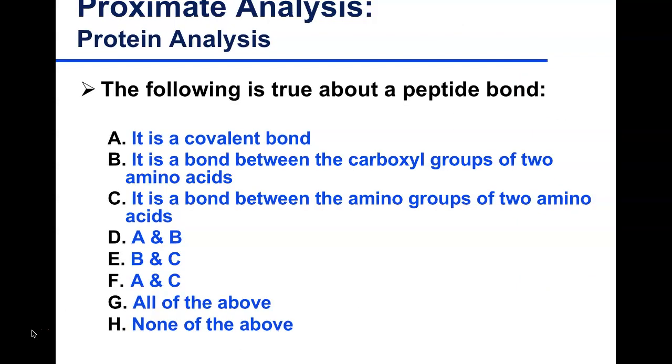So the next question. The following is true about a peptide bond. A, it is a covalent bond. B, it is a bond between the carboxyl groups of two amino acids. C, it is a bond between the amino groups of two amino acids, or all those various combinations. Who's got an answer for me? Shout it out. C. C?